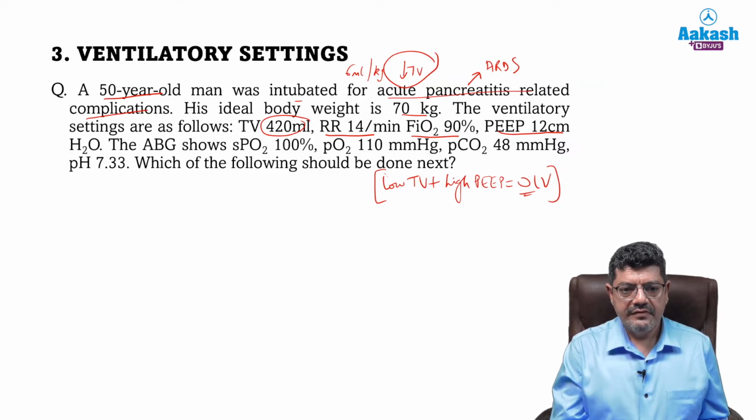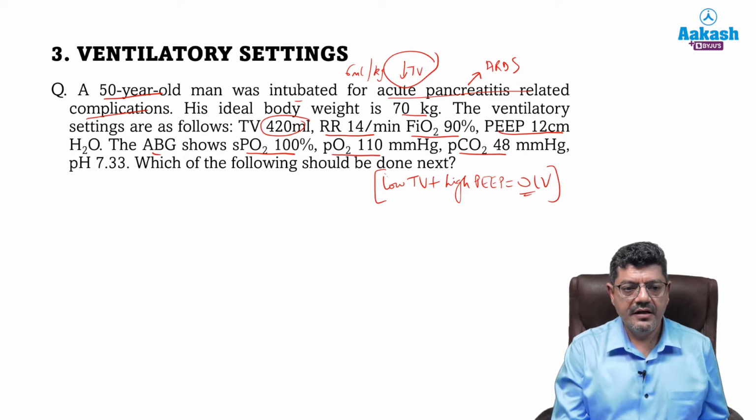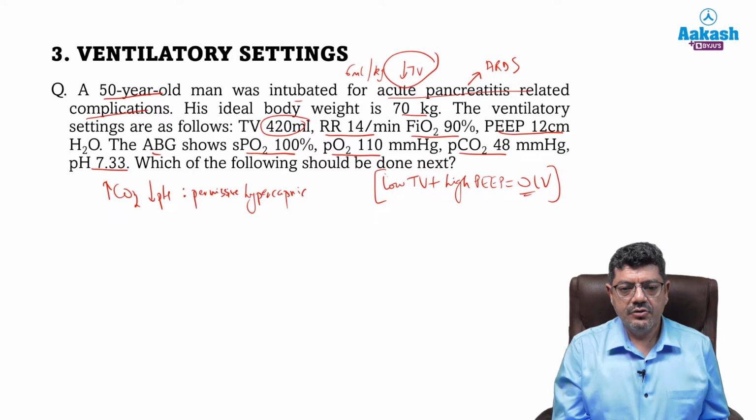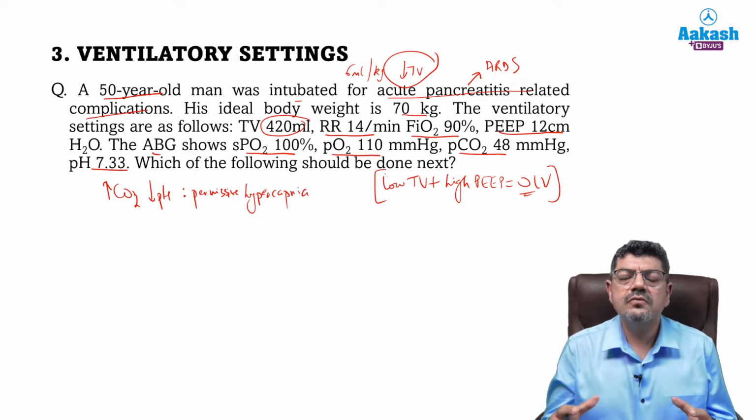Okay, and they've given you an ABG which shows that the SpO2 is 100%, PO2 is 110 millimeters of mercury, PCO2 is 48, and the pH is 7.33. The combination of a slightly high CO2 and a slightly low pH is called permissive hypercapnia. Okay, that means that you are allowing CO2 to accumulate.